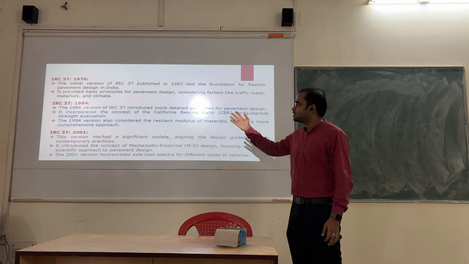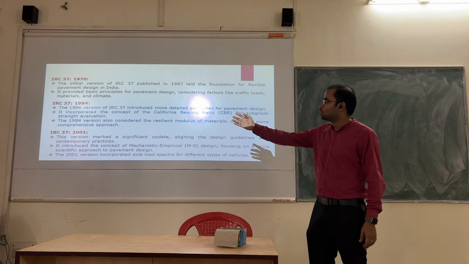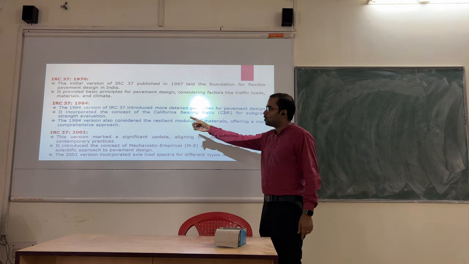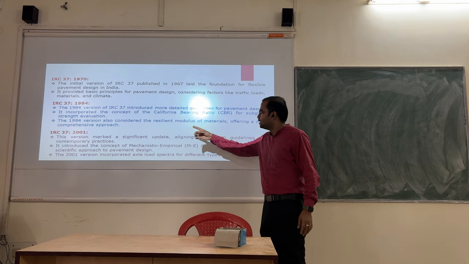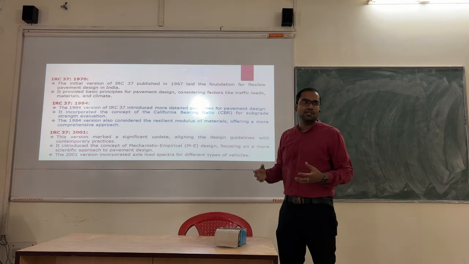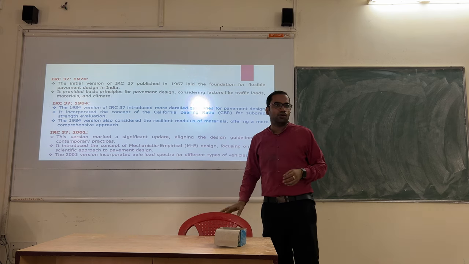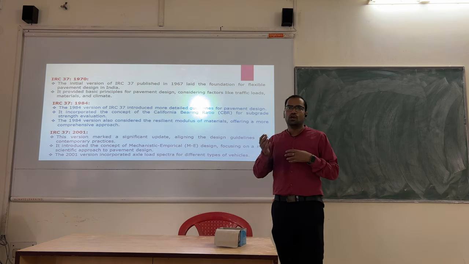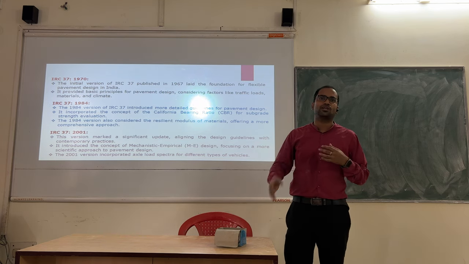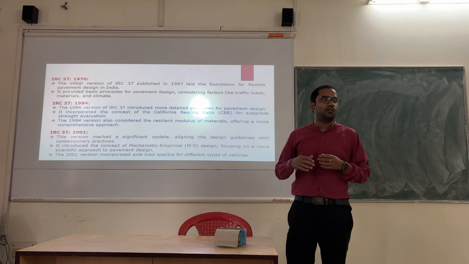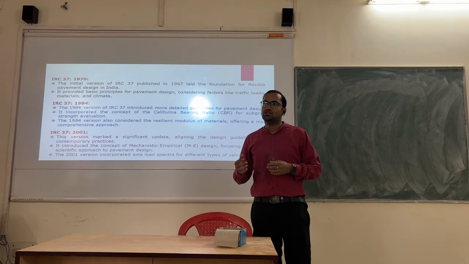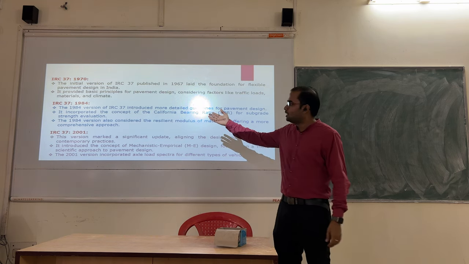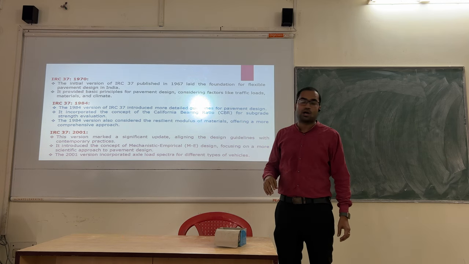When it was revised, some new guidelines were implemented. We incorporated the concept of California bearing ratio for subgrade strength evaluation, along with the resilient modulus of materials. Before 1984 the design was based on the triaxial test method or a two-layer pavement, and between the two layers a correlation was made with some factor. Later they found that there should be some test, and the pavement design should be based on that test evaluation. After 84 it was further revised in 2001.